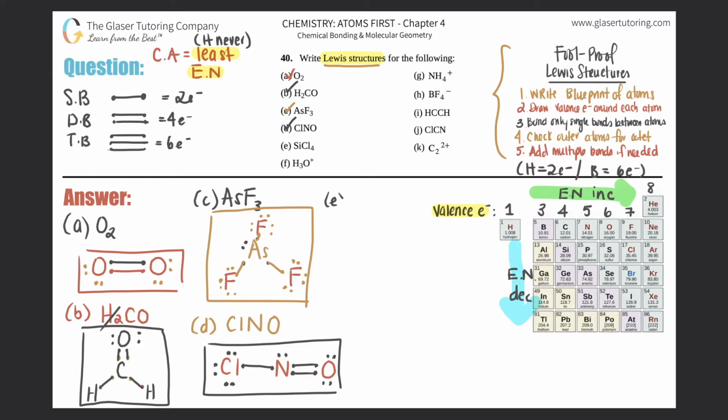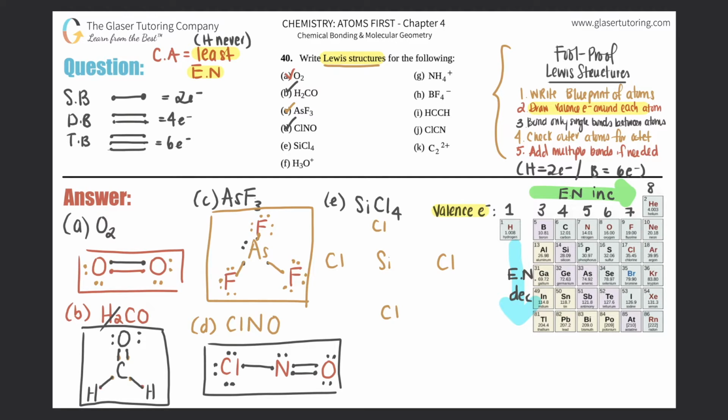Next, E. Silicon tetrachloride, SiCl4. Least electronegative in the middle. Silicon's over here, chlorine's over here. As you go from left to right, electronegativity increases. So silicon would be in the middle, surrounded by 4 chlorine. So Si in the middle, Cl, Cl, Cl, Cl.